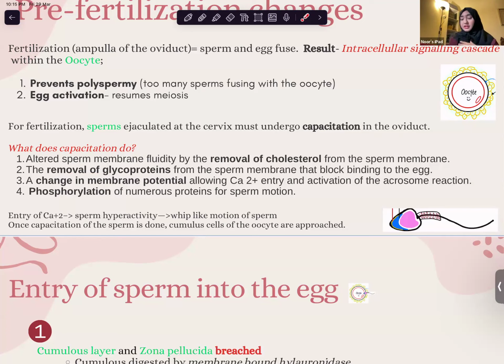The next one is the change in membrane potential, allowing calcium entry and activation of the acrosome reaction. What is the acrosome reaction? We'll talk about it in the next slide, but it's important to have the acrosome reaction during capacitation. The last one is phosphorylation of numerous proteins for sperm motion. Like I said, capacitation is basically activating the sperm, so one of the steps is to increase its motion.